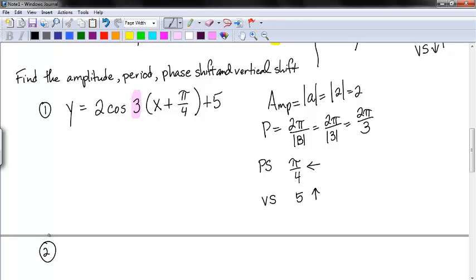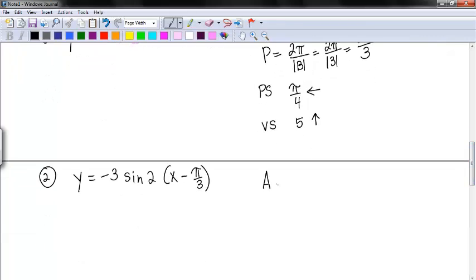Just so it's there and in the right direction. Okay, let's say I give you another one. y equals negative 3 sine 2x minus pi over 3. So amplitude would be, because it's absolute value of the number in front, so amplitude is 3.